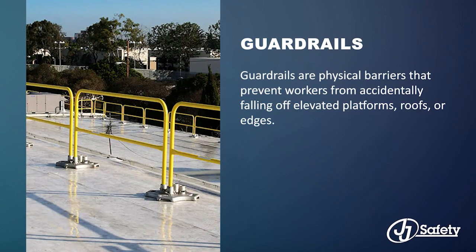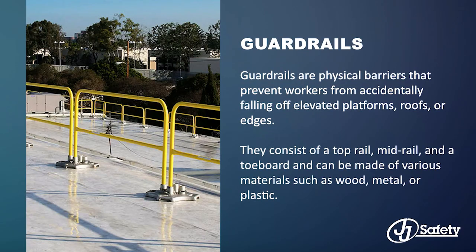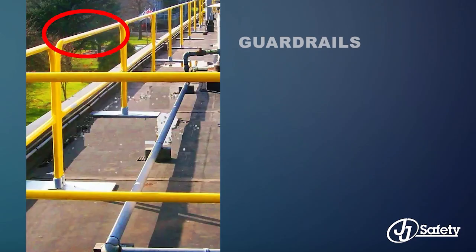Guardrails are physical barriers that prevent workers from accidentally falling off elevated platforms, roofs, or edges. They consist of a top rail, a mid rail, and a toe board, and can be made of various materials such as wood, metal, or plastic.